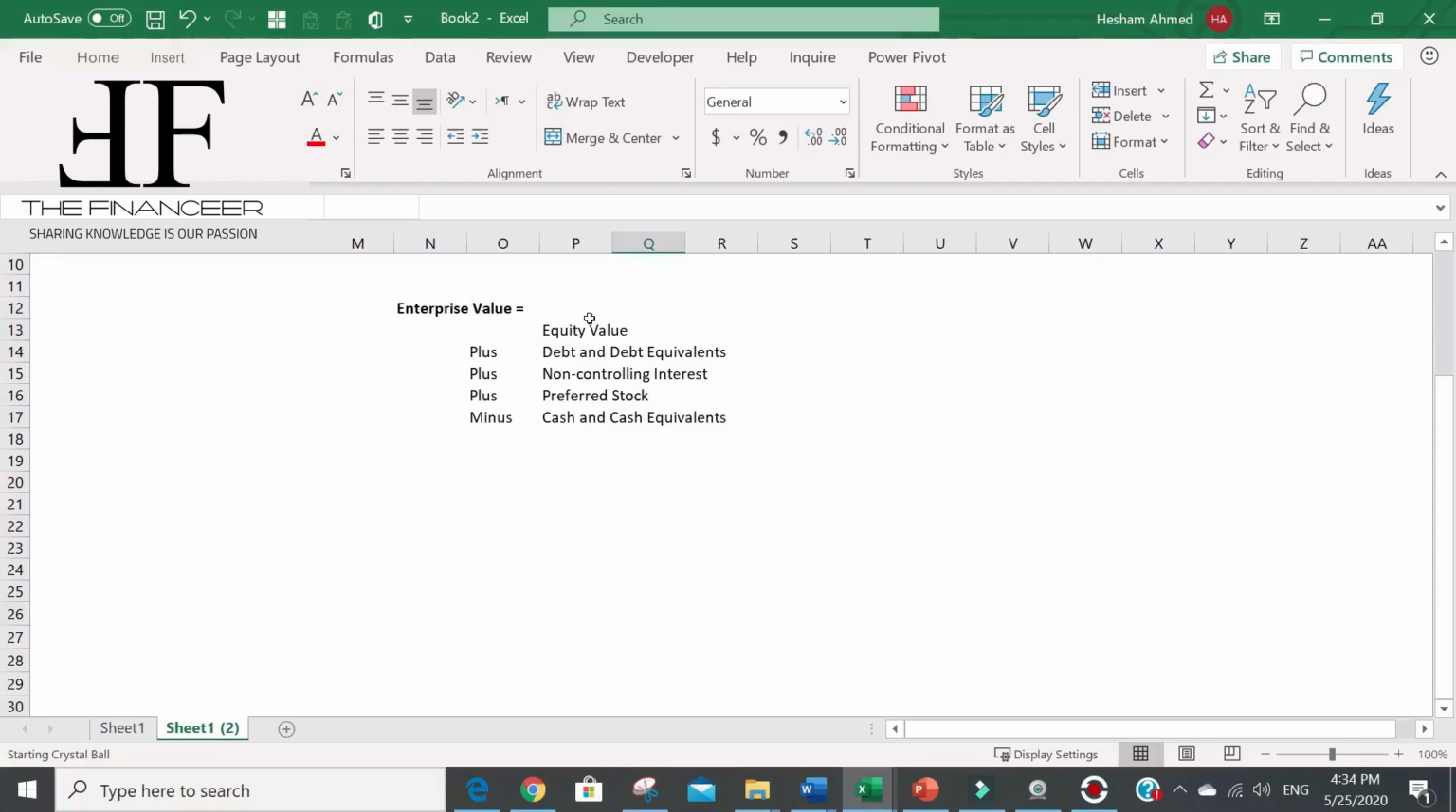Assume that we need to calculate the enterprise value. So we are going to start firstly by calculating the equity value. And again, the equity value is the result of multiplying the number of shares outstanding by the market share price of the common equity. So this is the first item in the enterprise value.